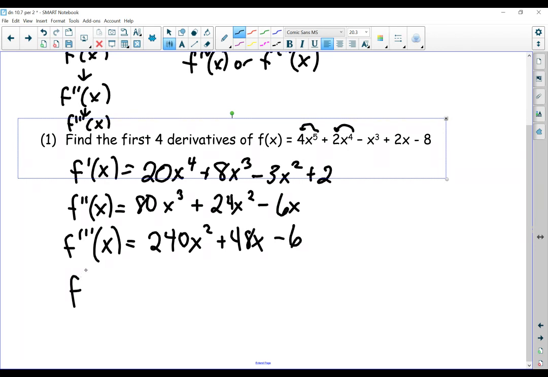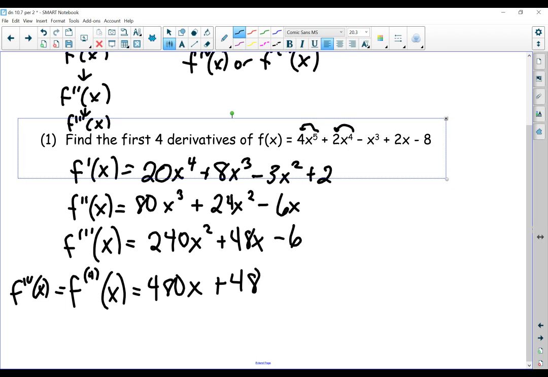So then my fourth derivative, and again you can use Roman numerals or put like a little 4 in parentheses. We put it in parentheses or else it looks like a power. So if you're going to use the numeral 4, then make sure that 4 goes in parentheses. Otherwise use Roman numerals like that, and you would be fine. So this would be 480x plus 48, and then minus a 0.